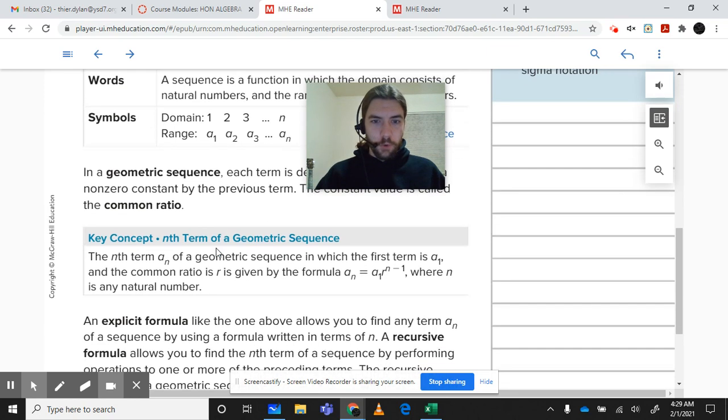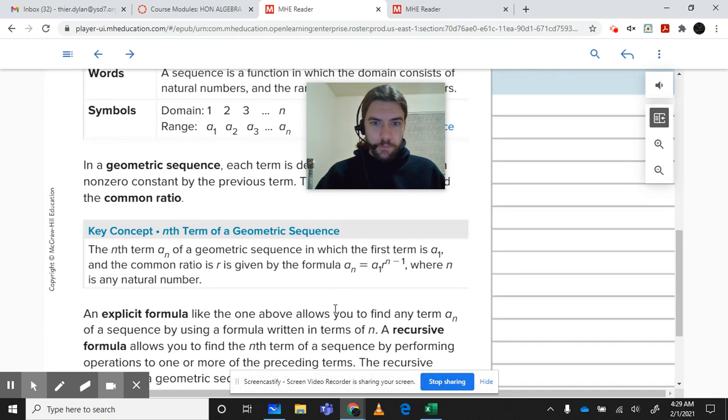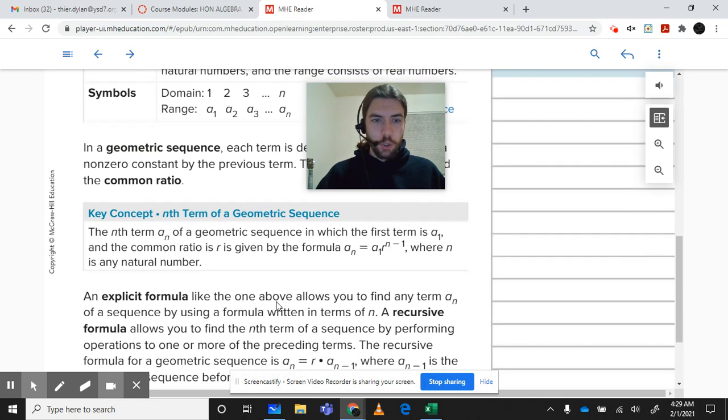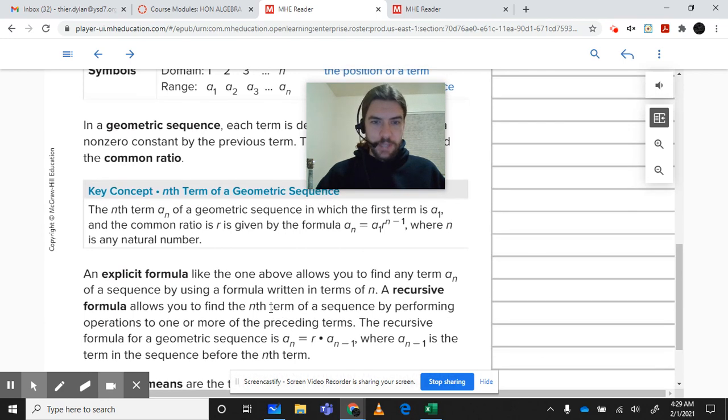An explicit formula, like the one above, allows you to find any term a_n of a sequence by using a formula written in terms of n. A recursive formula allows you to find the nth term of a sequence by performing operations to one or more of the preceding terms. The recursive formula for the geometric sequence is a little different. It's written as a_n equals r times a_(n minus 1), where a_(n minus 1) is the term in the sequence before the nth term.